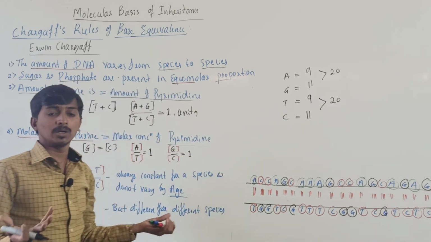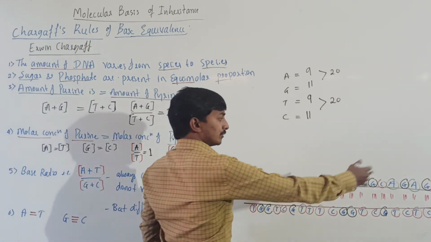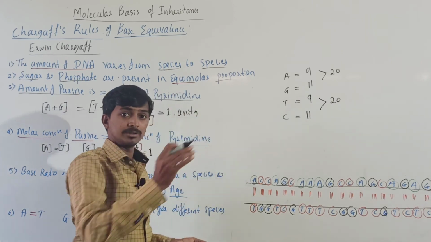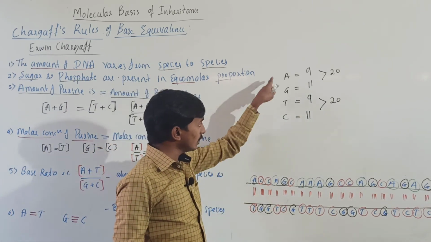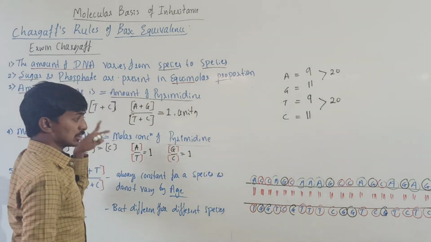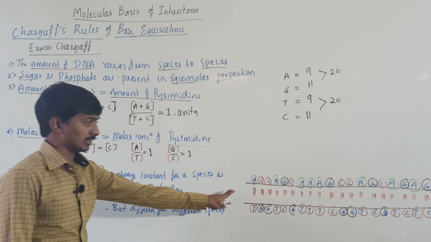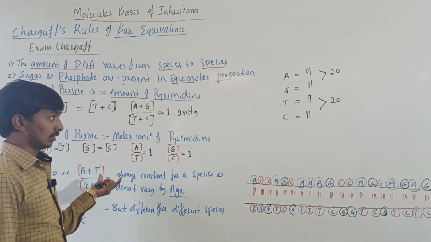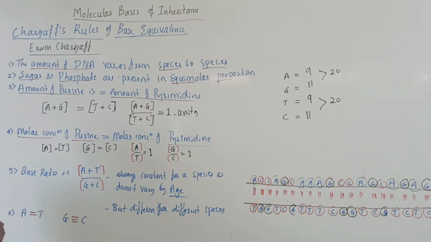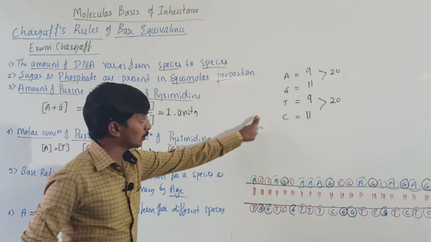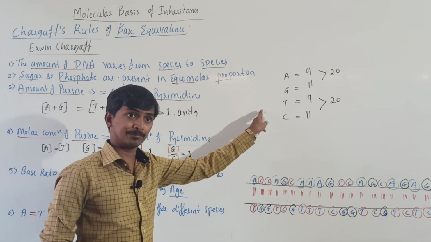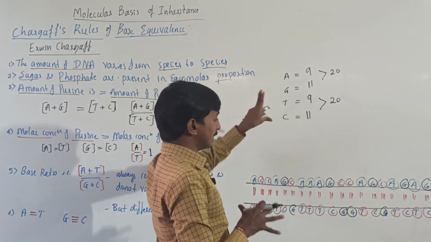In a similar way, whatever may be the length of the DNA, 1 kilometer, 2 kilometer length of DNA, they have the same ratio. This will never change. So it's the best example of applying Chargaff's rules. You should remember this also, one of the very important points for CET purpose. This will help you in NEET examinations definitely, because the problems arise in this manner only.